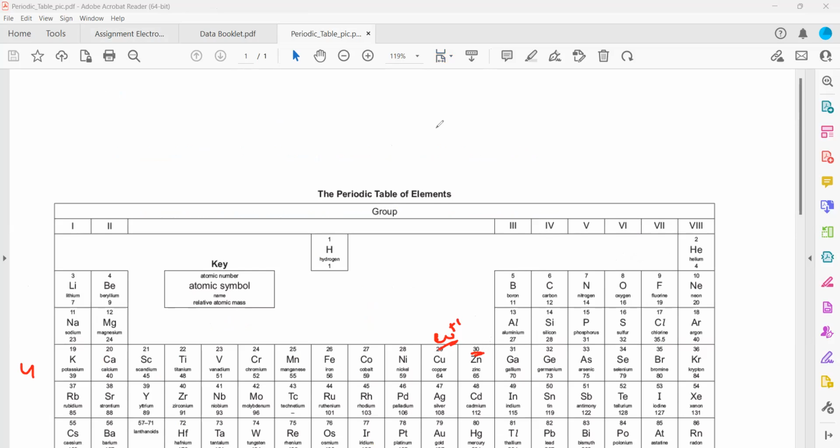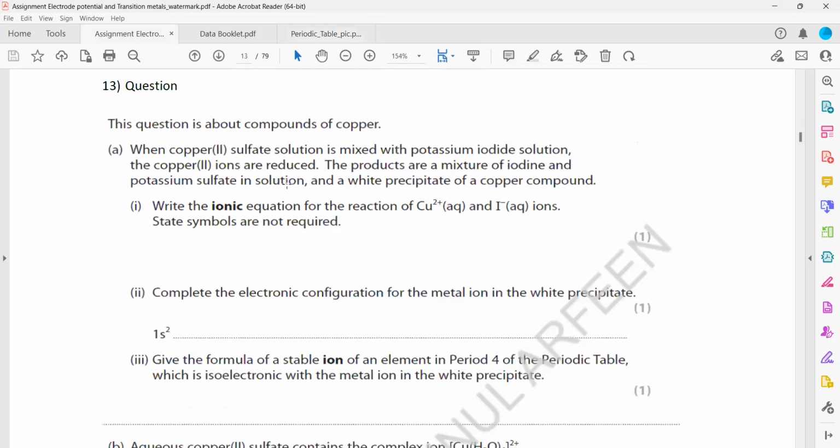Zinc atom is having 30. But when zinc atom loses 2 electrons, it turns into a stable zinc ion. And how many electrons will it have? Zinc is having 30, but zinc ion will have 28 because it lost 2. So which ion is having the same electronic structure as copper plus 1, or having 28 electrons? So you will mention here as Zn plus 2.